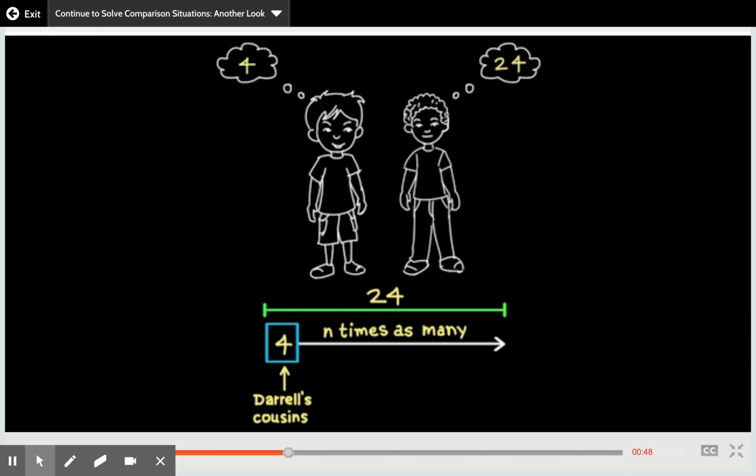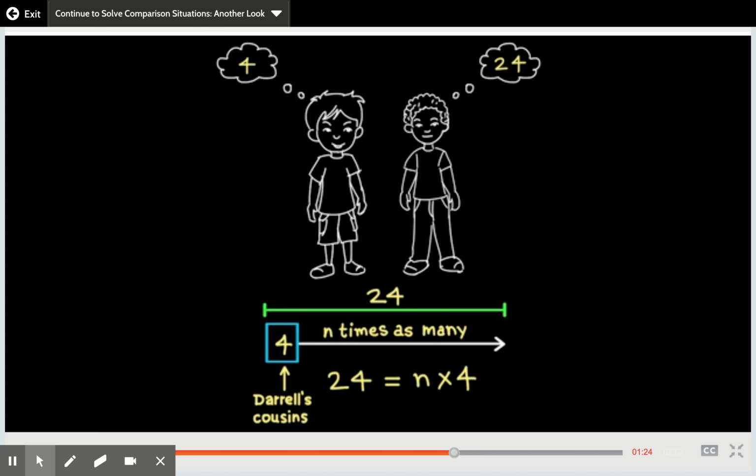We'll make N represent how many times as many cousins Robert has than Daryl. We can write a multiplication equation to compare the number of cousins. The equation is the number of Robert's cousins, 24, equals N times as many times the number of Daryl's cousins, 4. To solve this, we think, what number times 4 equals 24?